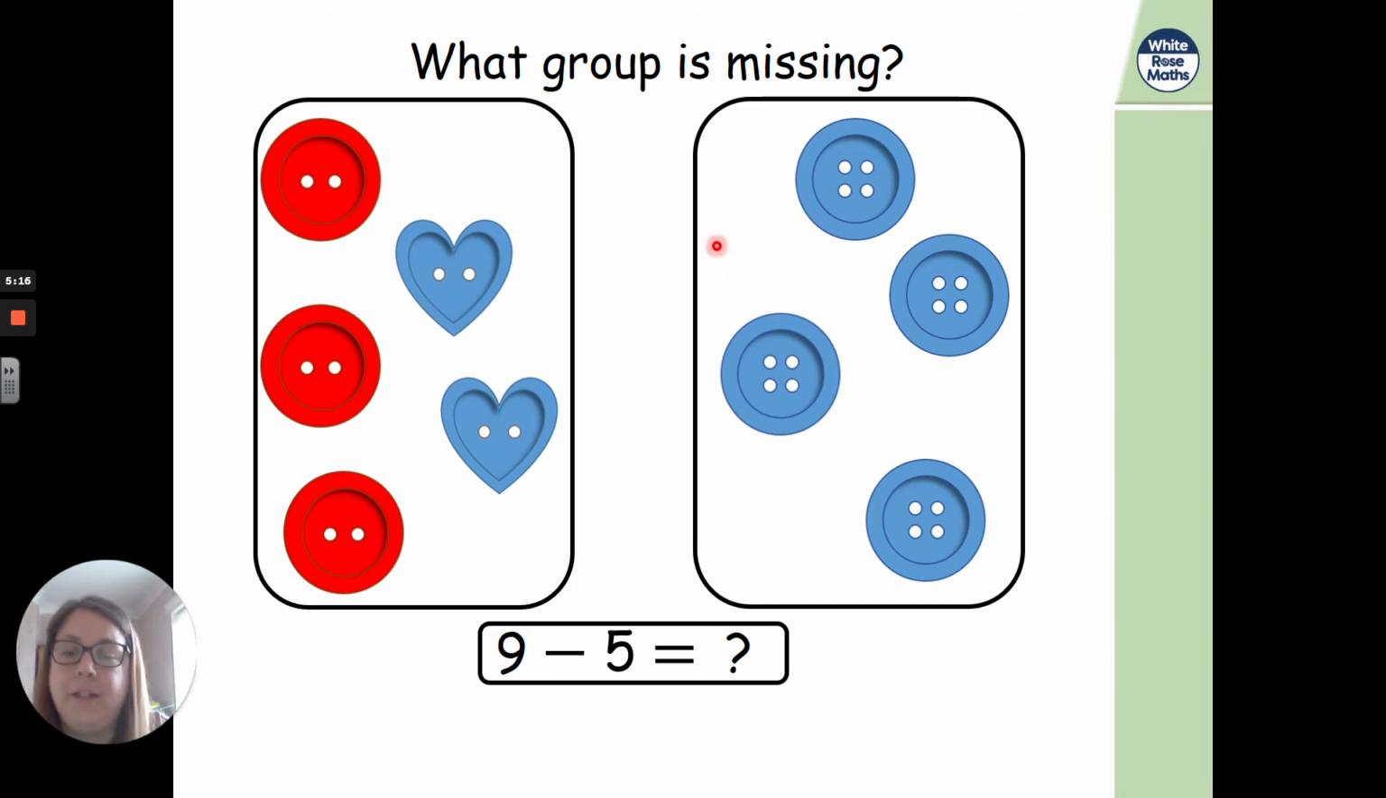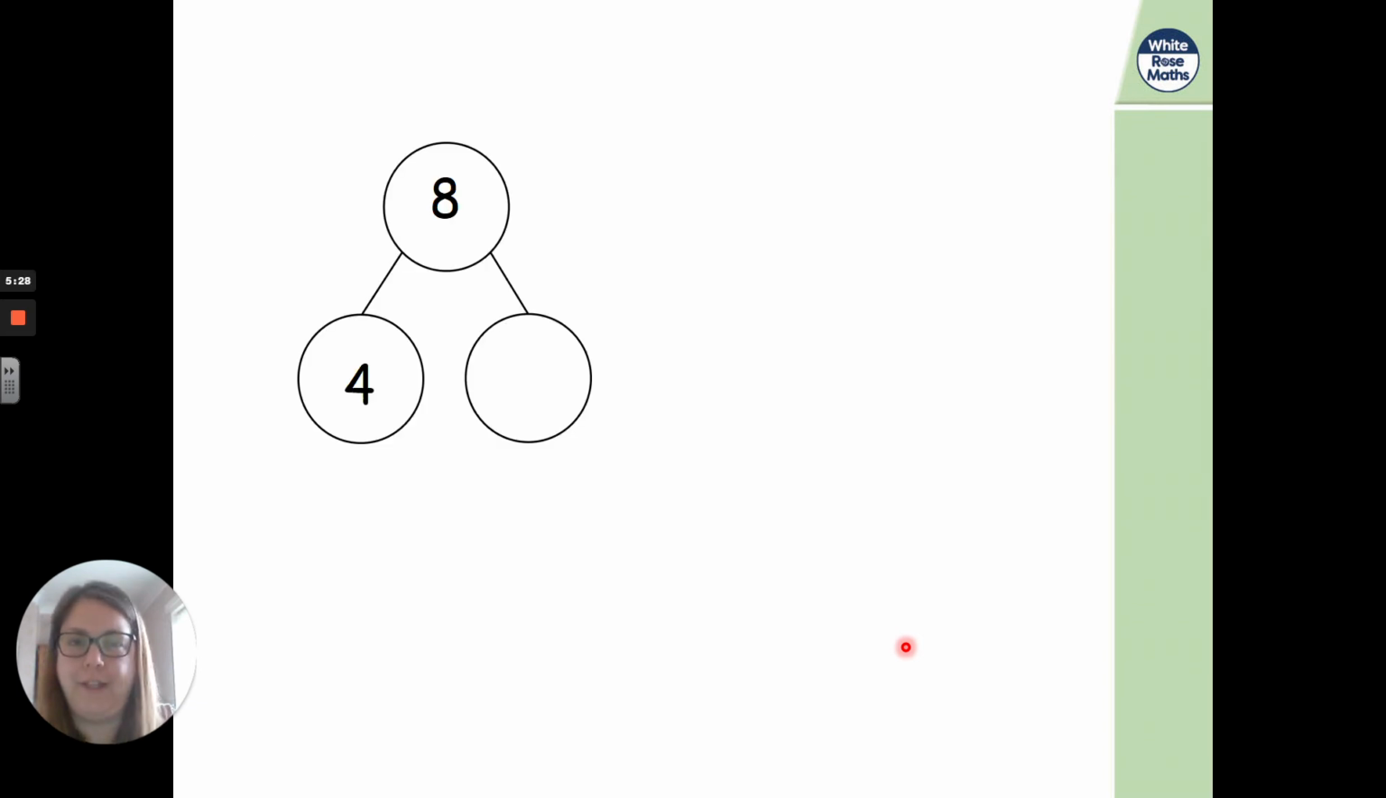So we've separated them into 2 groups. So we're going to do 9, because that's our whole. Take away 5. This group leaves us with this one. So what is the answer? It is 4. Well done if you did that one.